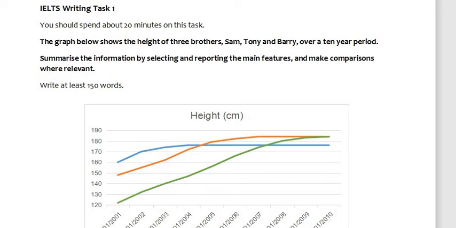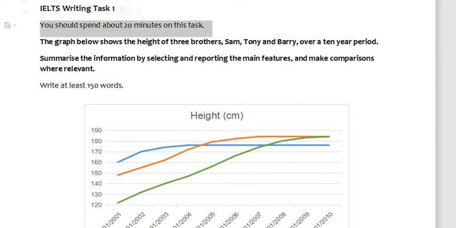The graph below shows the height of 3 brothers, Sam, Tony, and Barry, over a 10-year period. Summarize the information by selecting and reporting the main features and make comparisons where relevant. Write at least 150 words. And below we can see a graph with 3 different coloured lines, and the title is height, brackets centimetres.